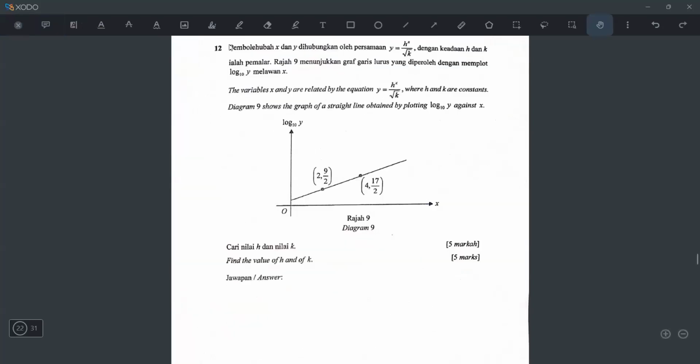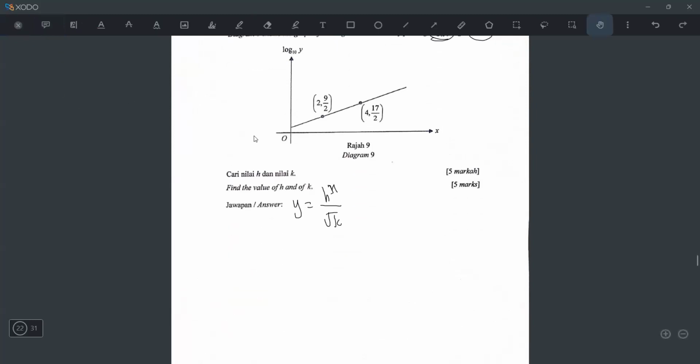Next is question number 12. The variables x and y are related by this equation. This is obviously linear law, very obvious. y equals h power x over square root k. They say Diagram 9 shows the graph of a straight line plotting log y against x.